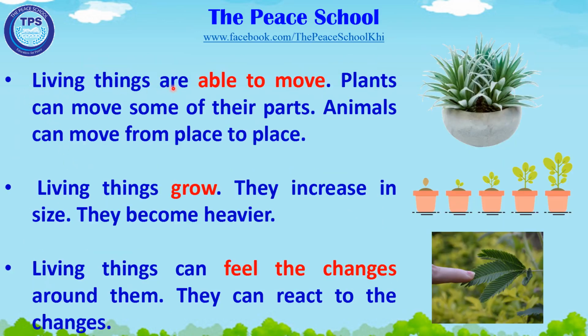Living things are able to move. Plants can move some of their parts. Animals can move from place to place. Living things grow. They increase in size. They become heavier, like these plants. Living things can feel the changes around them. They can react to the changes.